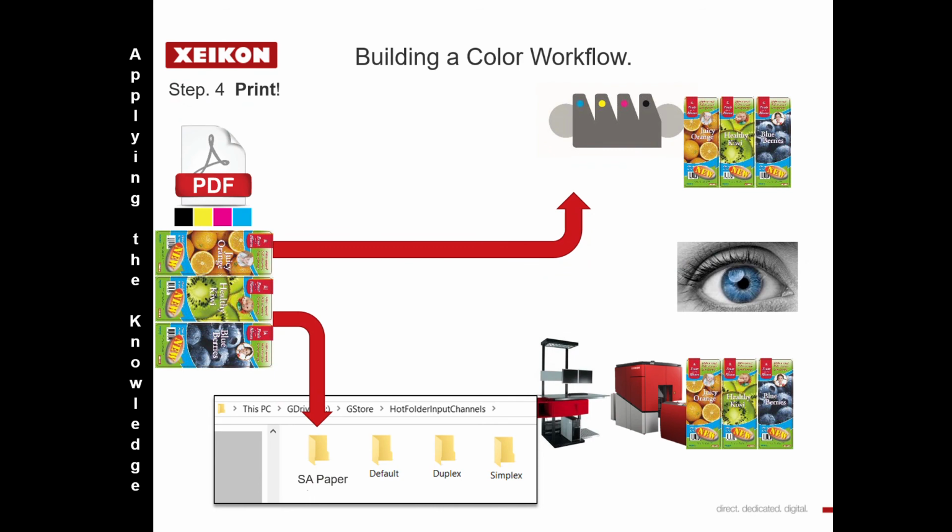And then we print. We're off to the races now, guys. We simply drag and drop our PDF without doing any changes to it, to the SA hot folder, and our Xeikon will print and look like our flexo press.